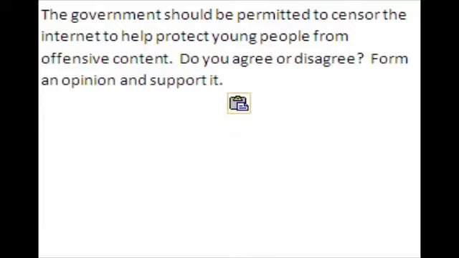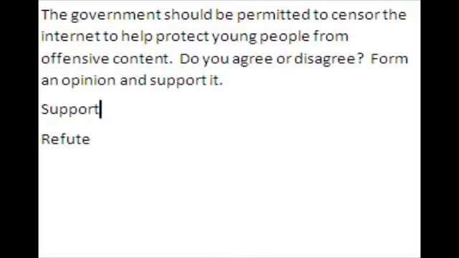So if we look at this question, now the question is asking us whether we feel that the internet should be something that is controlled by the government. Should the government be able to block certain content that it deems inappropriate? So now the first thing we want to do is brainstorm some ideas that we could use to either support this statement or to refute it.